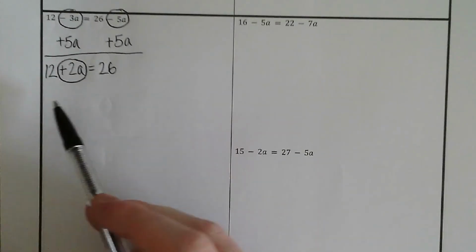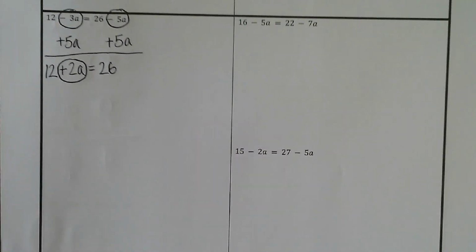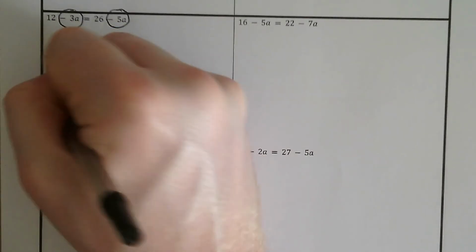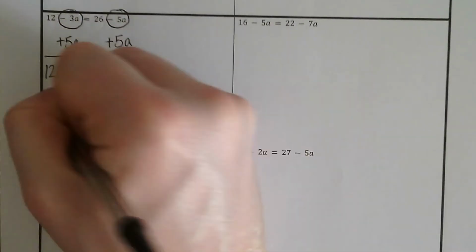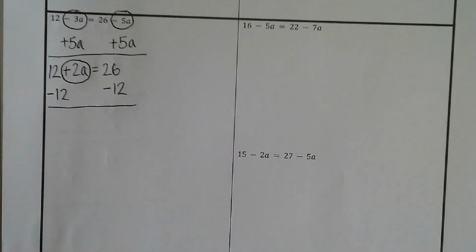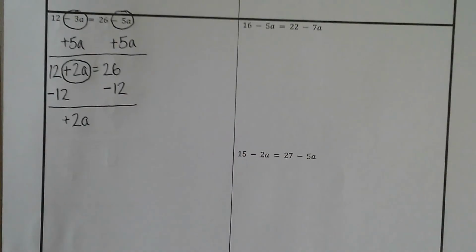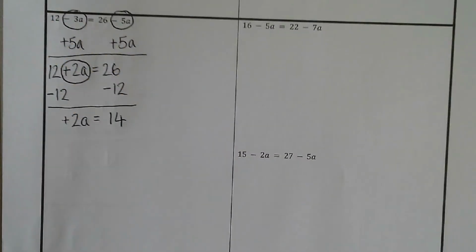This 12 was being added to 2a, so to get rid of the 12 we will subtract 12 from both sides of the equation. 12 take away 12 cancels, the positive 2a will drop down, the equal sign will drop down, and 26 take away 12 is 14.